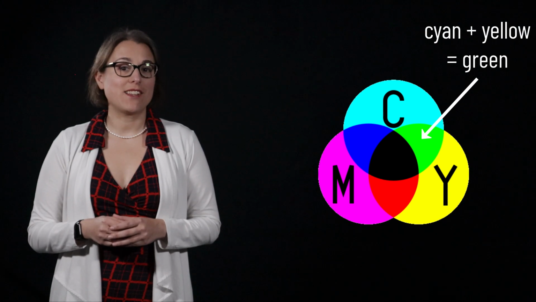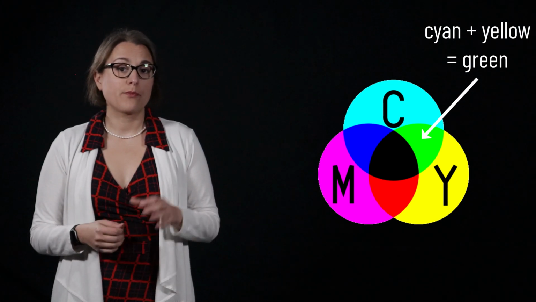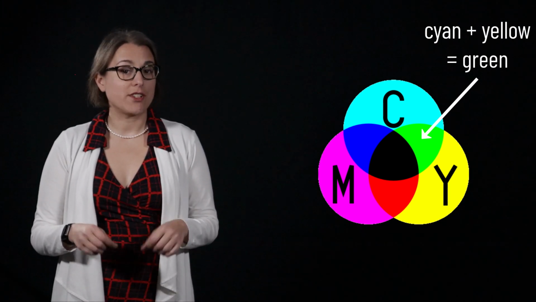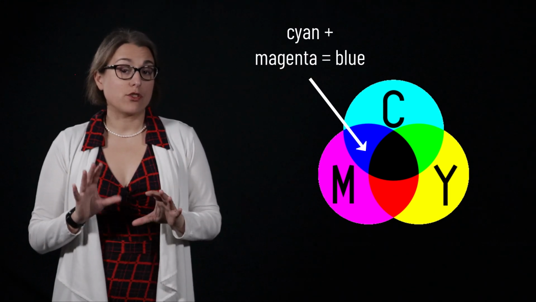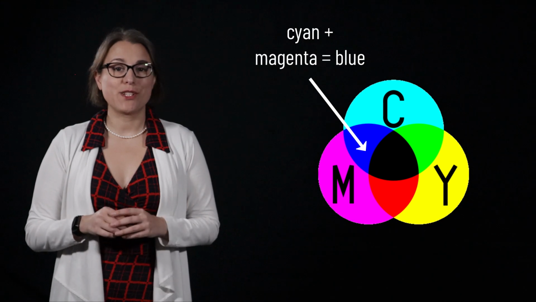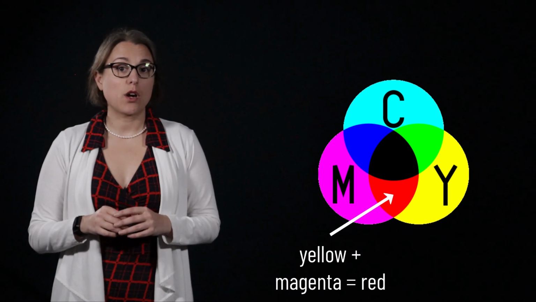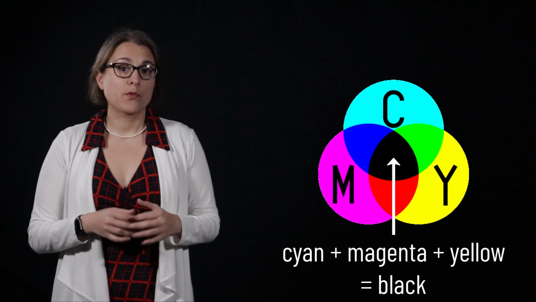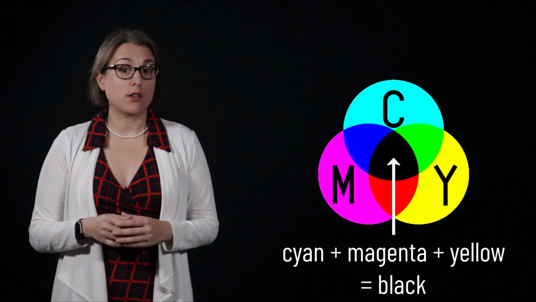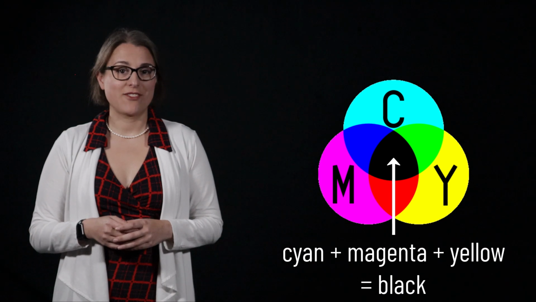When cyan and yellow are mixed in a subtractive model, blue and red are subtracted, and the result is green. When cyan and magenta are mixed, red and green are subtracted, and the result is blue. When magenta and yellow are mixed, blue and green are subtracted, and the result is red. When cyan, magenta, and yellow are mixed, the result is black.